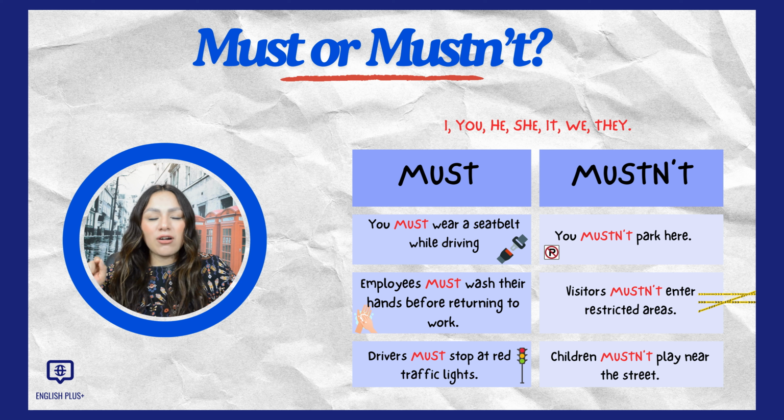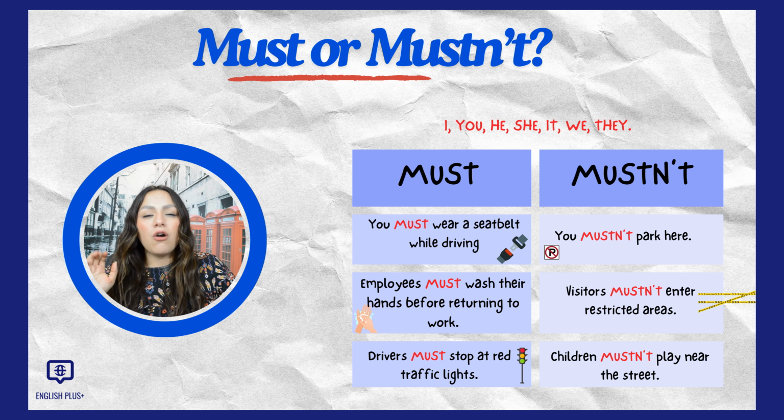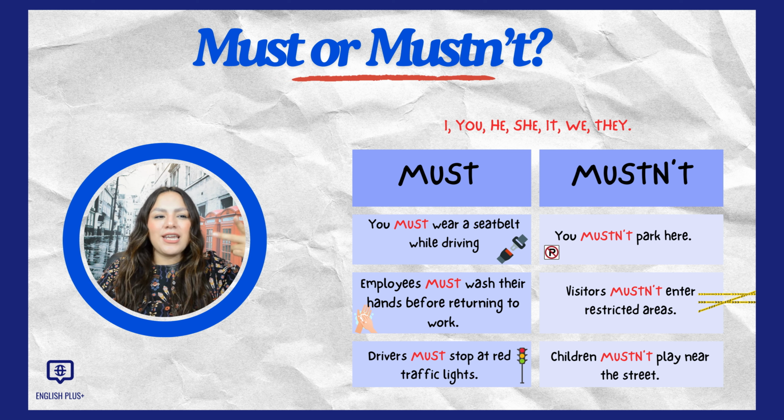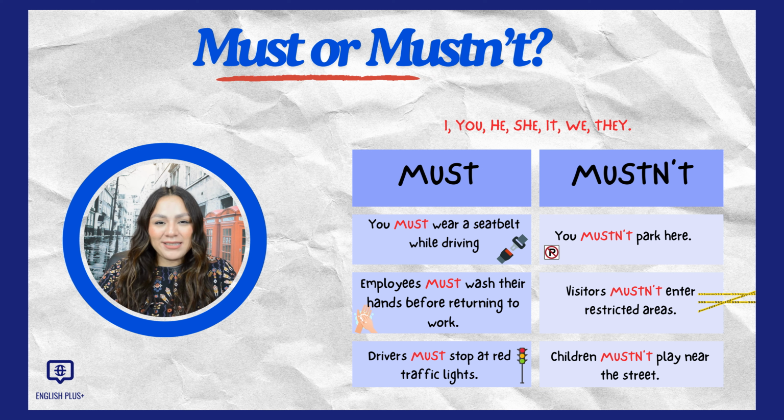Now it's time to talk about must and mustn't, its negative form. And I have very good news for you guys. When I am using the modal verb must, it's possible to use the simple form of the verb with all the pronouns: I, you, he, she, it, we, and they. It's amazing, right?